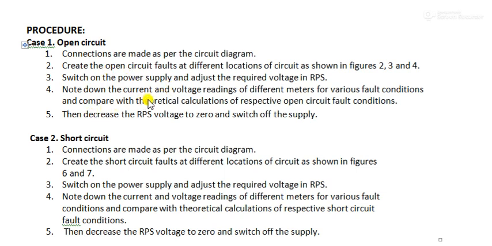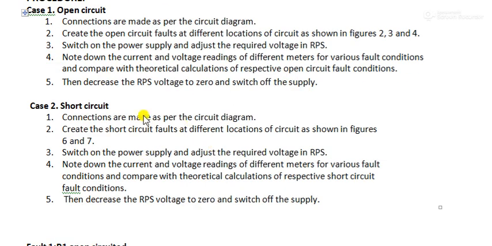And now note down the current and voltage readings of the different meters for various fault conditions and compare with the theoretical calculations of the respective open circuit fault condition. So note down the readings, and you have to verify with the theoretical values which you have taken for each fault, and then compare with the practical values. Then decrease the RPS voltage to 0 and switch off the supply. This is the procedure for open circuit.